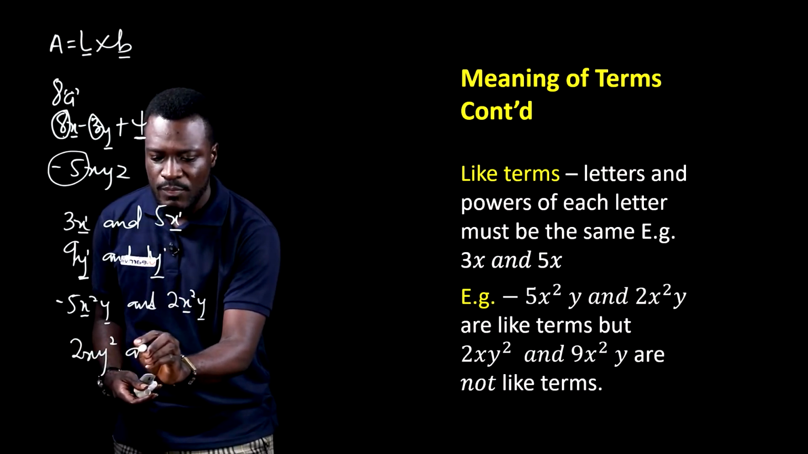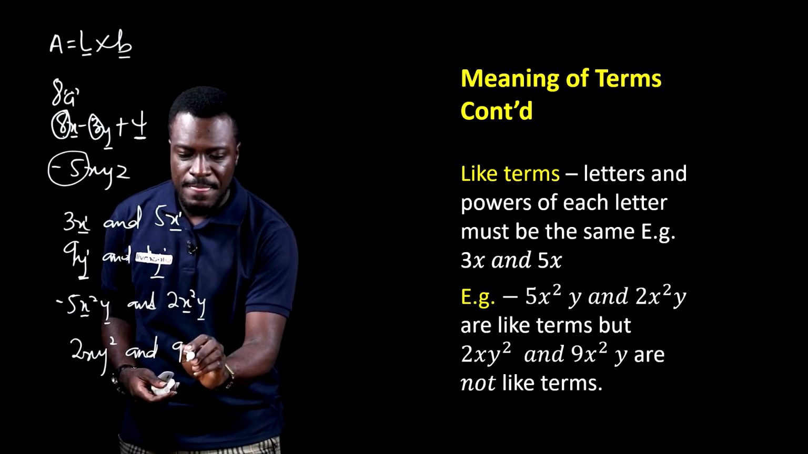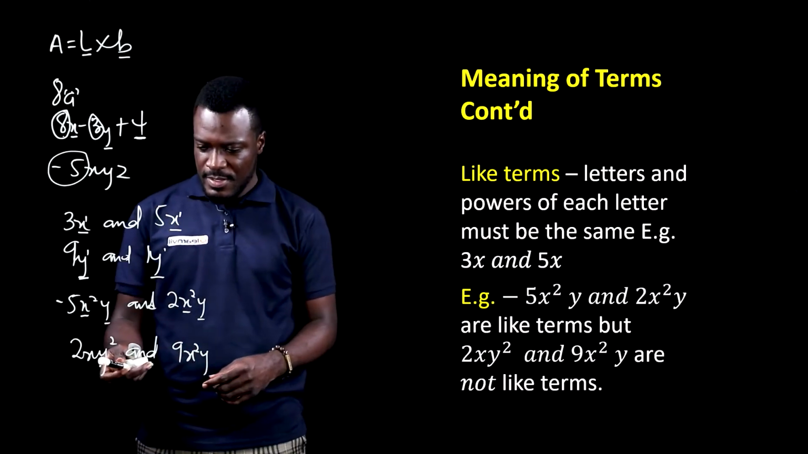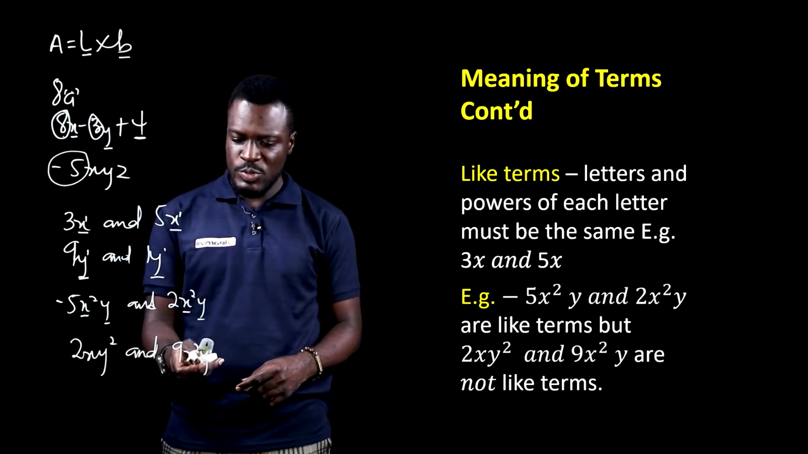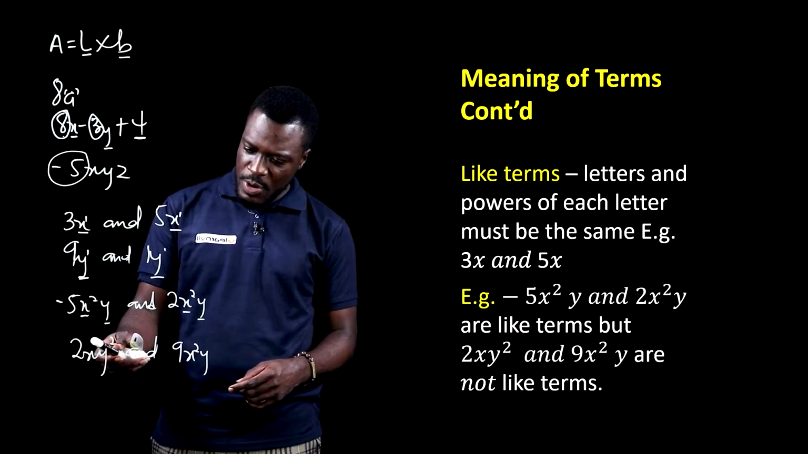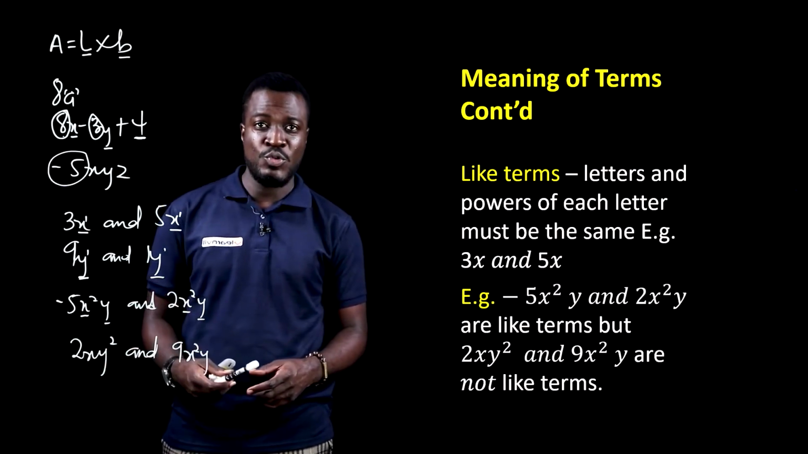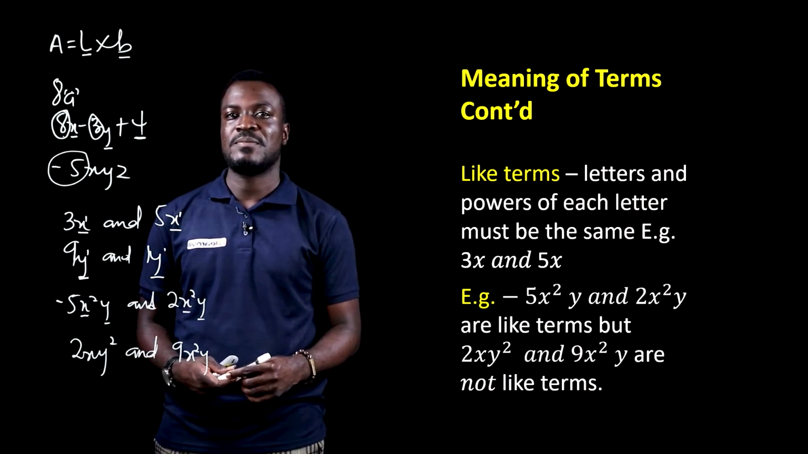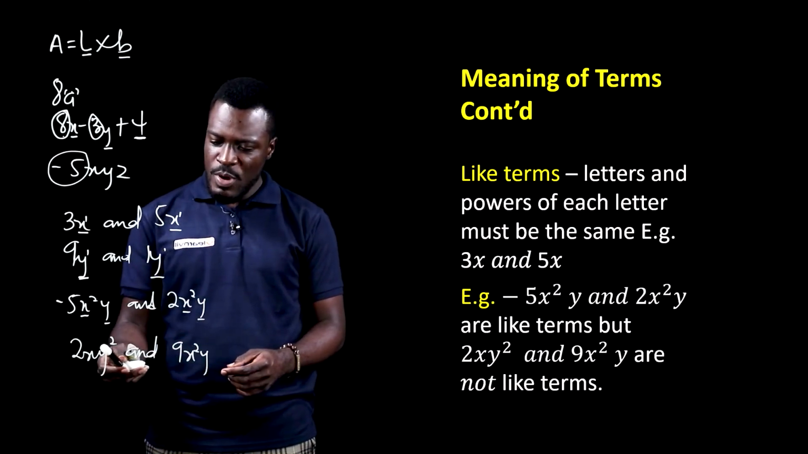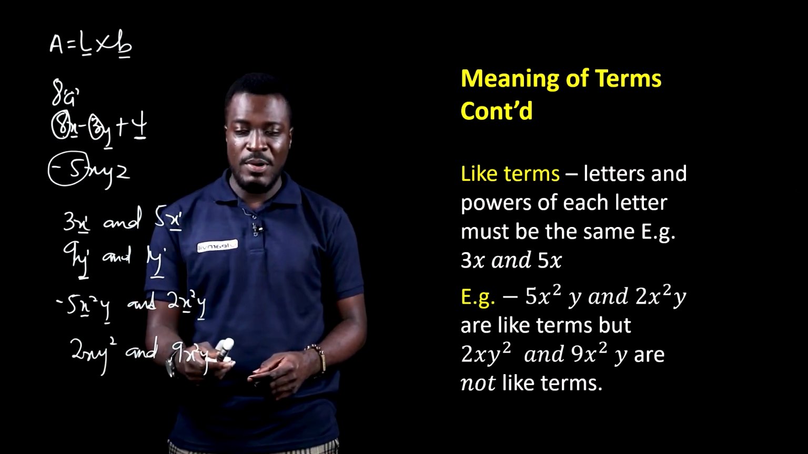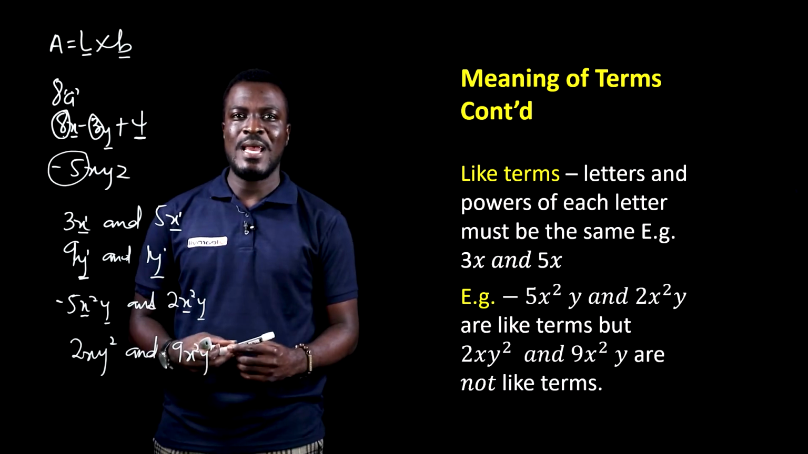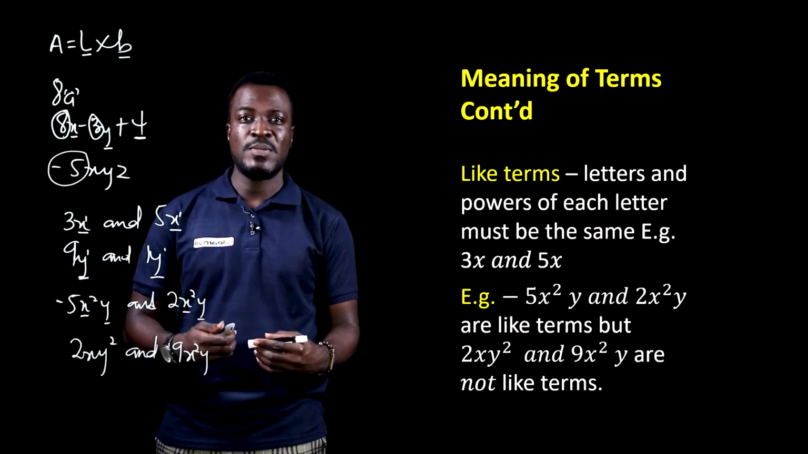Now let's see if 2xy squared and 9x squared y are like terms. So this one has xy, this one also has xy. Okay, now let's check the powers. So x here has a power of 1, and x here has a power of 2. So they are not like terms. We said the powers must be the same. Now let's check for y. Y has a power of 2 here, and y has a power of 1 here. So they are not like terms. I hope you understand. So like terms must have the same variables, and the variables must also have the same powers.